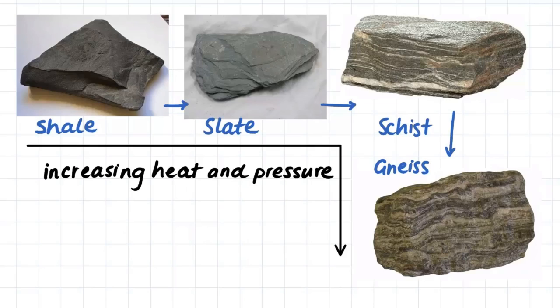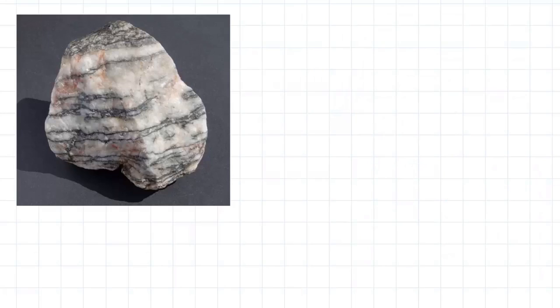Slate, schist, and gneiss all fit on a continuum and have all formed from the metamorphism of shale. As we metamorphose shale through regional metamorphism and increasing heat and pressure on the material, the shale would turn into slate, then schist, then gneiss. The more heat and pressure we apply, the more highly metamorphic the rock will become.